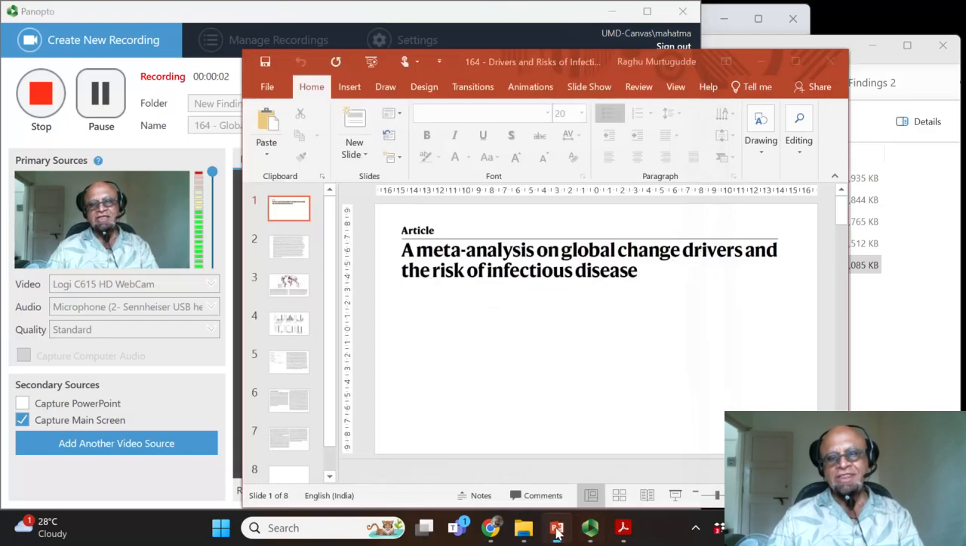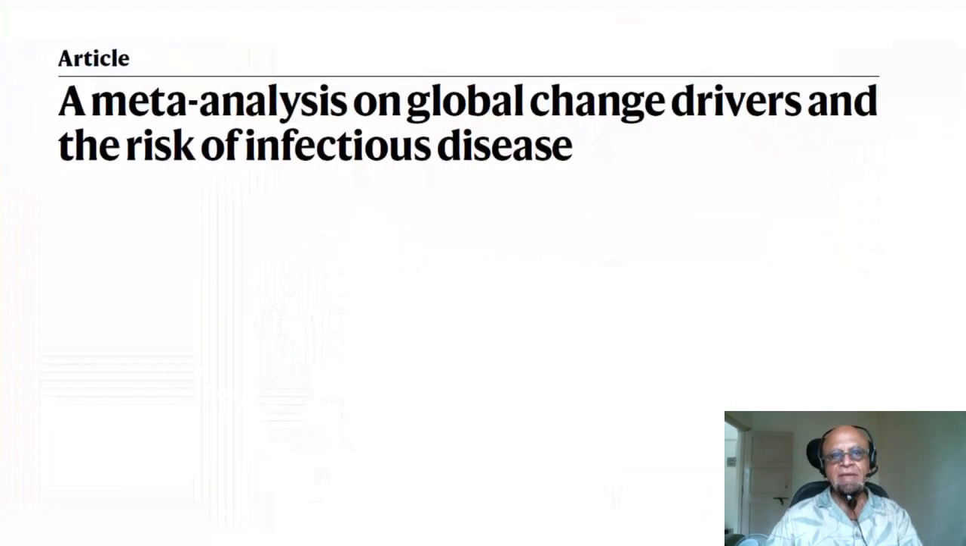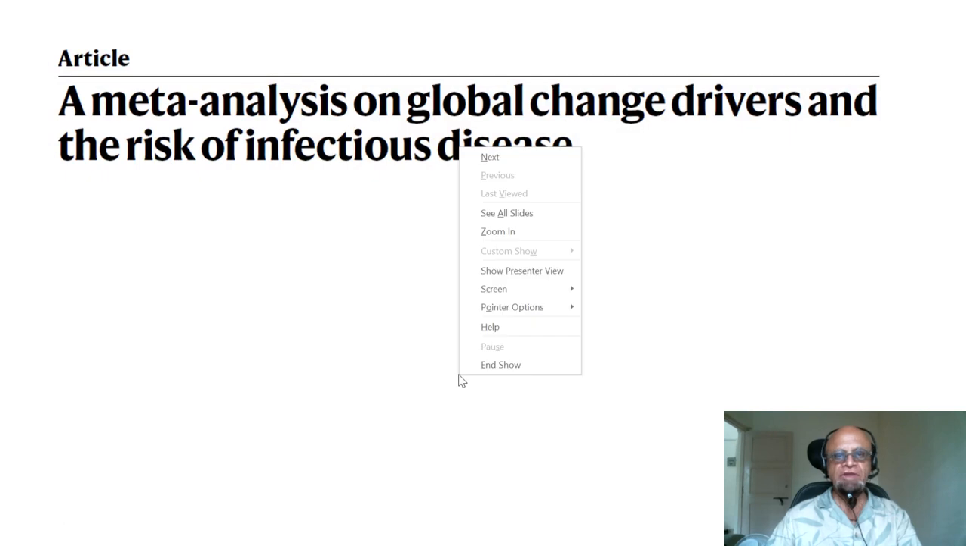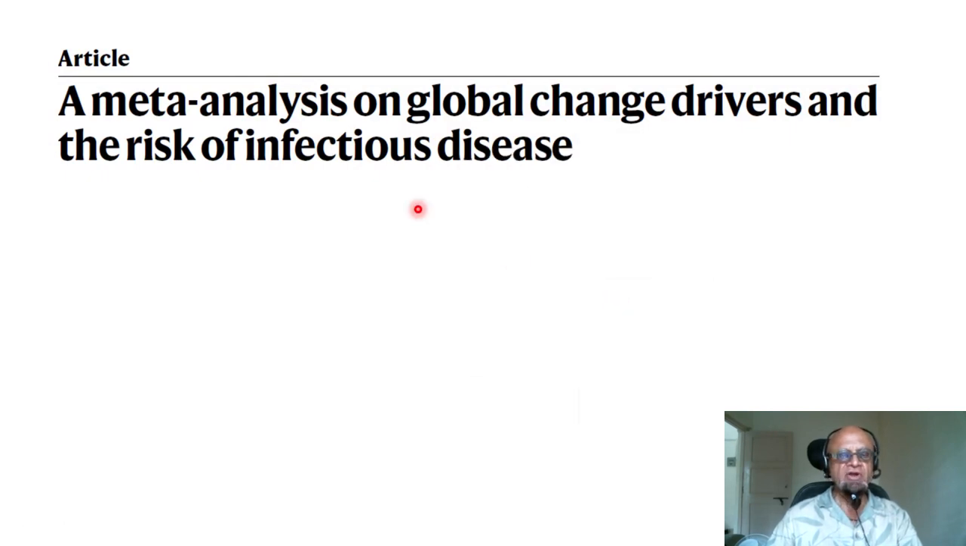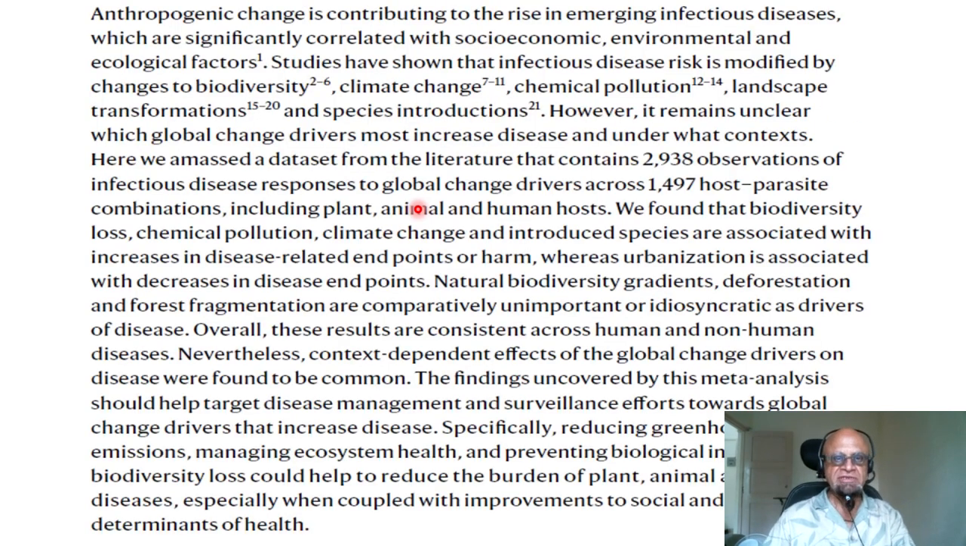Okay, let's follow up with another health-related paper that's new, came out in 24. Seemed to have been submitted in 22, so it sat around for a while. But it's basically a meta-analysis on global change drivers and the risk of infectious diseases. Meta-analysis, as you know, is analysis of published reports, papers, peer-reviewed studies to conclude, different regions with different studies, bringing them together in a synthesis.